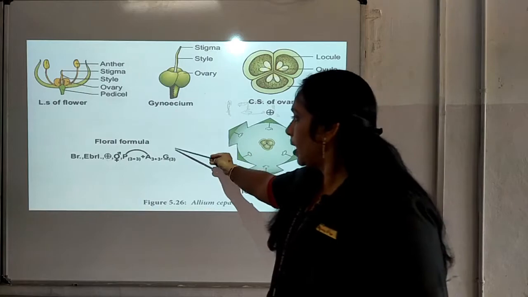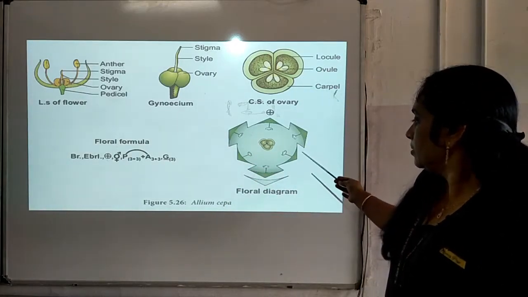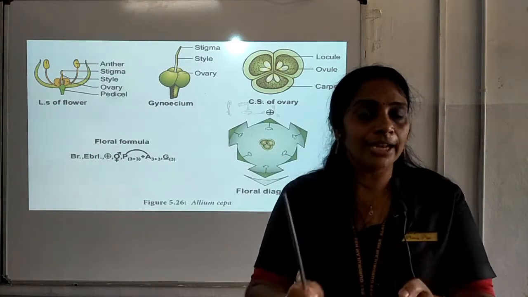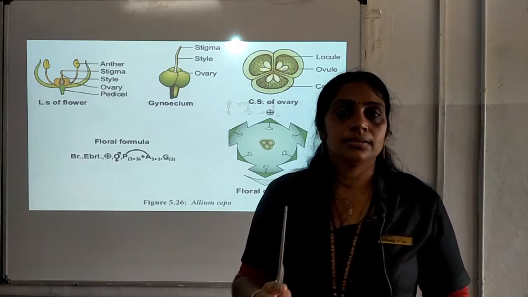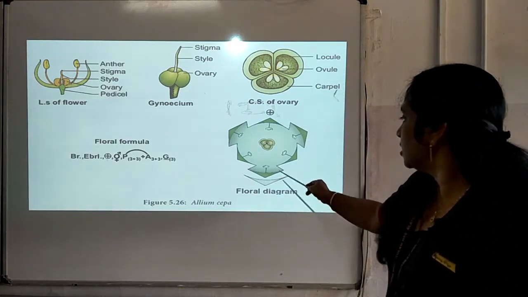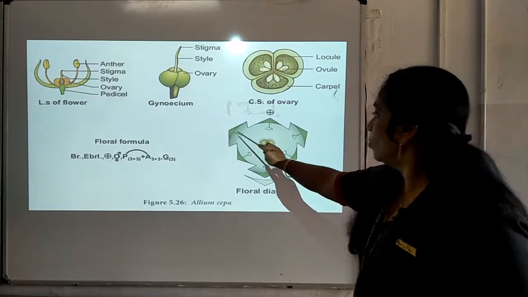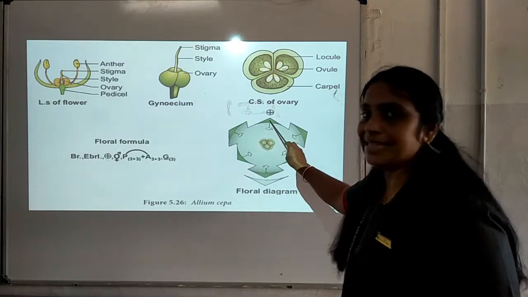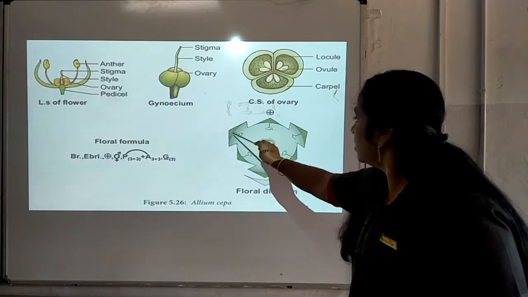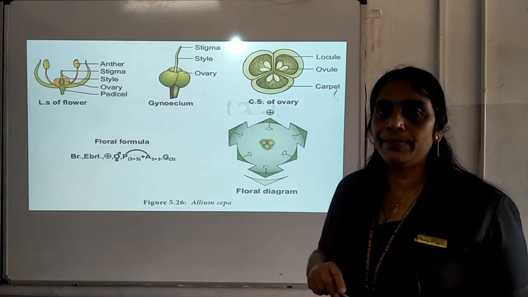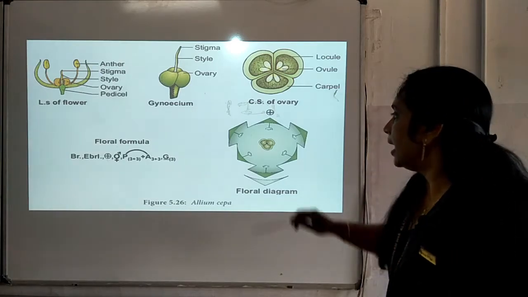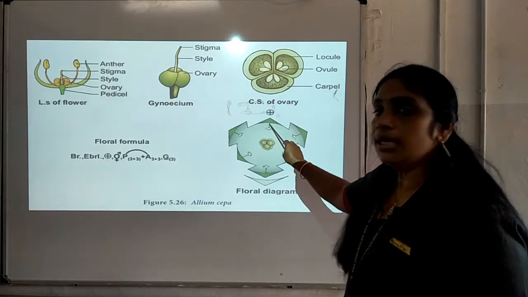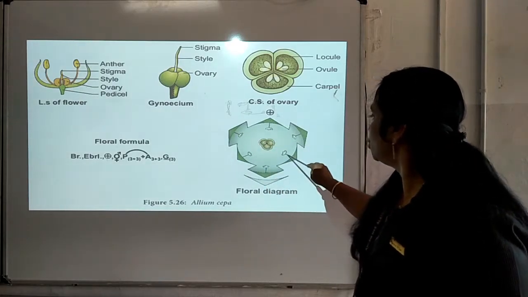And this is the floral formula, and this is the floral diagram. In your textbook, whatever floral formula and floral diagram is given there, you have to study, my dear children. That is very, very important. Here you can see the floral diagram. This is the perianth, 1, 2 and 3 outside and 1, 2, 3 inside. This is the way you have to draw the perianth in the Liliaceae family. The androecium you can see here is connected to the perianth. That's why it is shown like this.